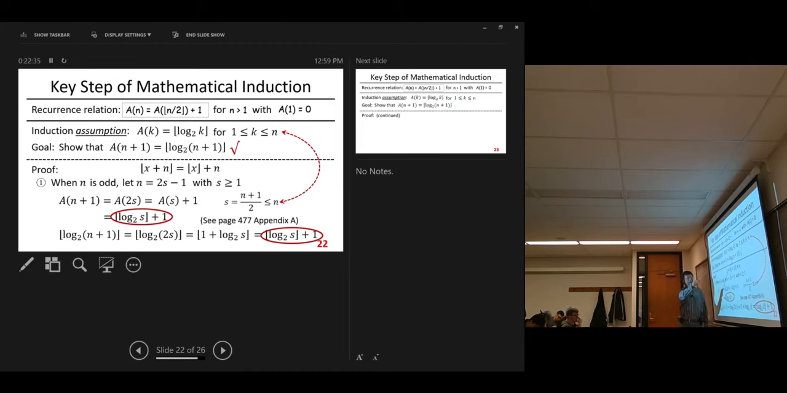This formula is correct. That is step 3 of mathematical induction. So we prove the whole statement.